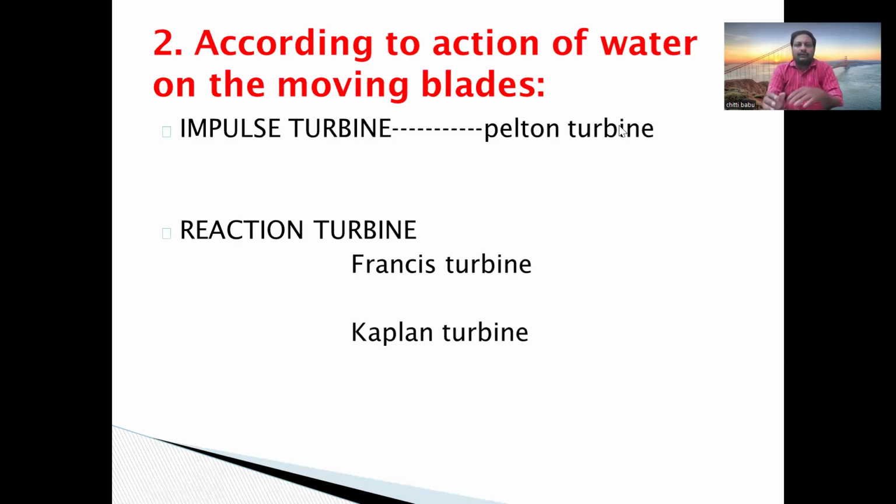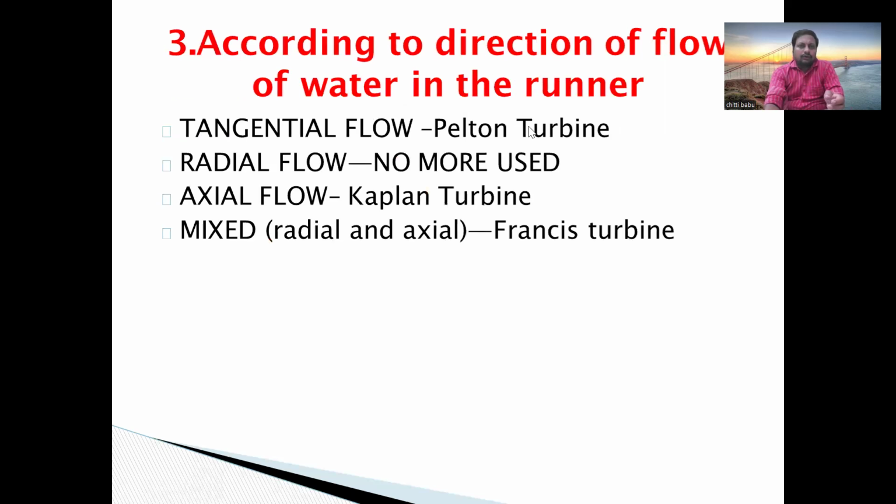Then the third one, according to the action of water on the moving blades. Then according to the direction of flow through the runner: tangential flow. The best example of the tangential flow turbine is the Pelton wheel turbine.